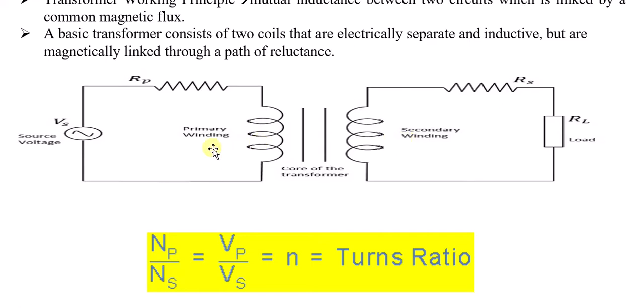The primary winding is the winding or coil of the electric circuit from which the electric power is to be transferred to the other circuit. So this is primary, from where I am getting the electric power, and from where I want to transfer is called secondary. Hence the names primary winding and secondary winding. This is the core of the transformer. This is the basic idea of the circuitry.